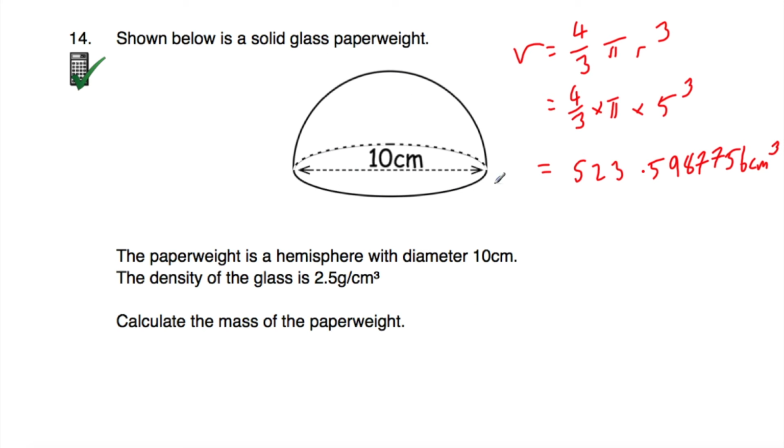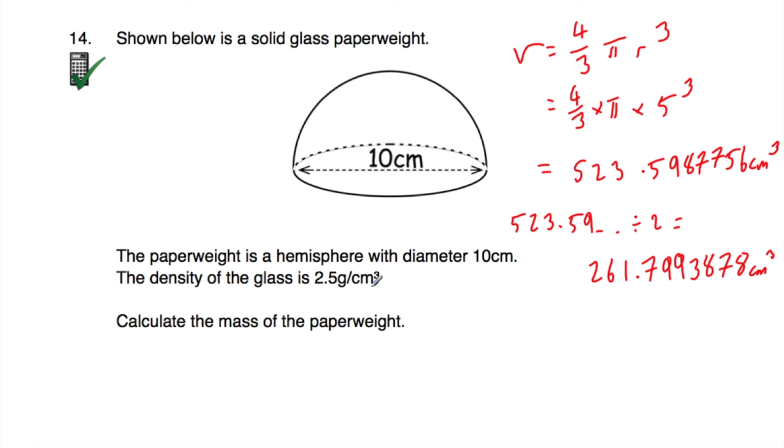We want just the volume of this paperweight, which is a hemisphere, so we now need to divide by 2. So 523.59 and so on divided by 2 is equal to 250 over 3 pi, or 261.7993878 centimetres cubed. So we now know the volume of this glass paperweight is 261.799 and so on centimetres cubed.